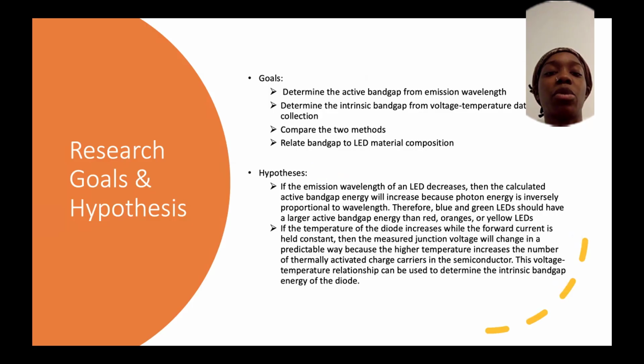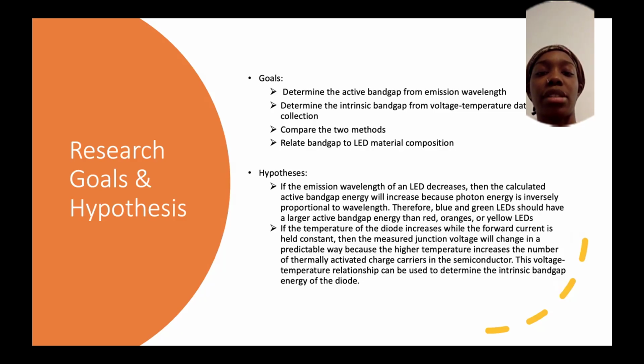The goals of this experiment were to determine the active band gap from the LED emission wavelength, determine the intrinsic band gap from the voltage temperature data, compare the two methods, and relate the band gap values to the material composition of each LED. The first hypothesis was that the LEDs with shorter emission wavelength would have larger active band gap energies. This is based off the equation E is equal to 1,240 over lambda, where the energy and the wavelength are inversely related. So we expected blue and green LEDs to have larger active band gaps than yellow, orange, and red LEDs.